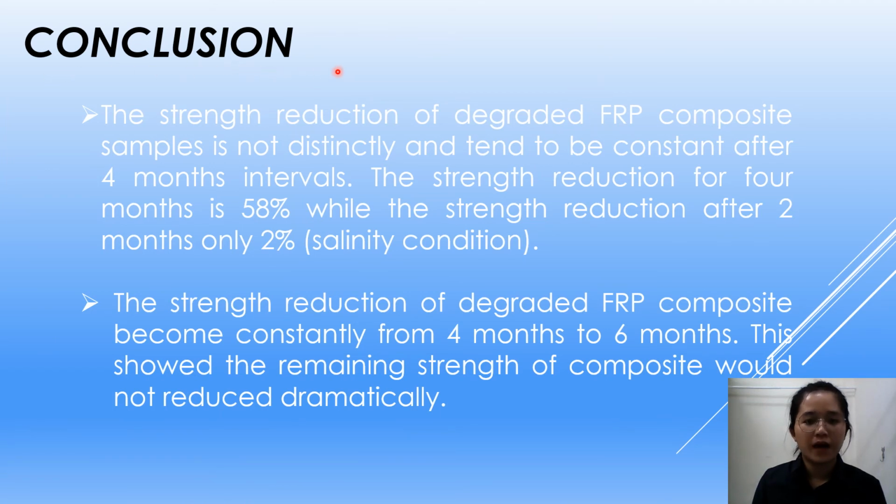Goes to the conclusion part. The conclusion is used to answer the objectives of this research study. For objective 1, the strength reduction of degraded FRP composite samples is not distinct and tends to be constant after the 4-month interval. The strength reduction for 4 months is 58%, while the strength reduction after 2 more months is only 2% in saline conditions. For the second objective, the strength reduction of degraded FRP composite becomes constant from 4 months to 6 months. This shows the remaining strength of the composite would not reduce dramatically.